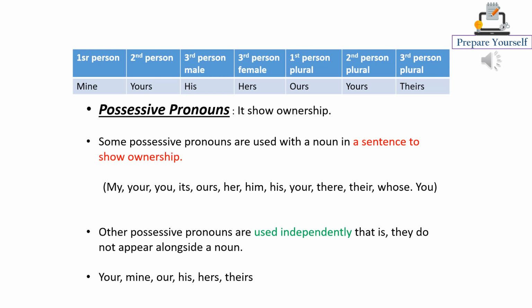Possessive pronoun. Possessive pronouns are used to show ownership. We have given you the list of words which you can use with first, second and third person possessive pronouns. Let's have a look. Some possessive pronouns are used with nouns and some are used independently, that is without nouns. They are your, mine, our, his, hers and their. To understand it more clearly, let's have a look at examples in the next slide.